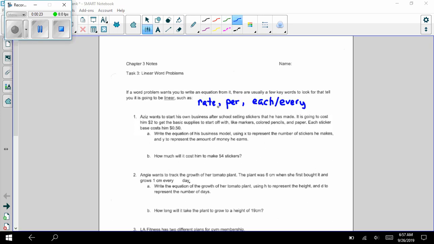So the words we're going to look for are the words rate, per, each, or every. As we go through these examples of word problems, you'll see me highlight if we see any of these keywords. Before we get started, I want you to write this equation up at the top of your notes. And it should look familiar to you.